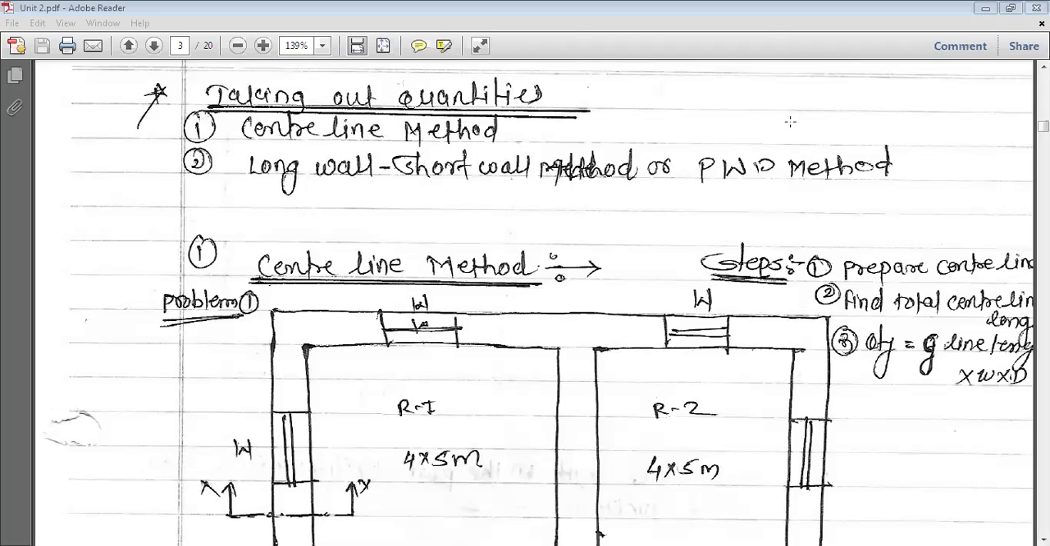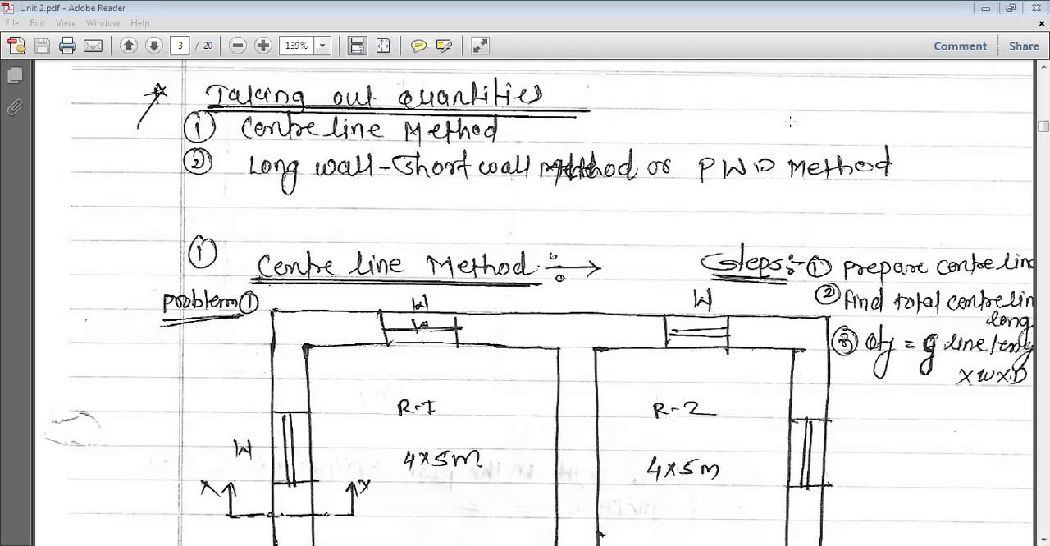At first, you need to draw a center line for your particular plan. Whatever plan you have, it may be a G plus 100 structure, a one room kitchen, or any civil structure. Your first step is to draw the center line plan. After drawing it, your second step is to calculate the center line length for each and every activity.